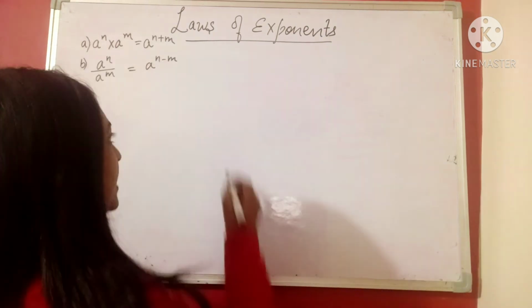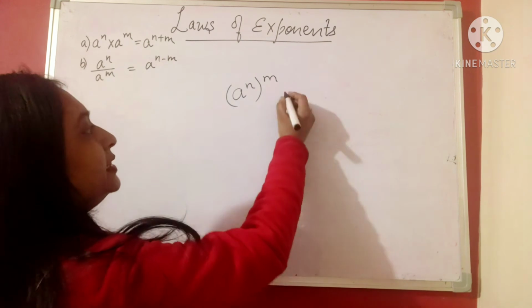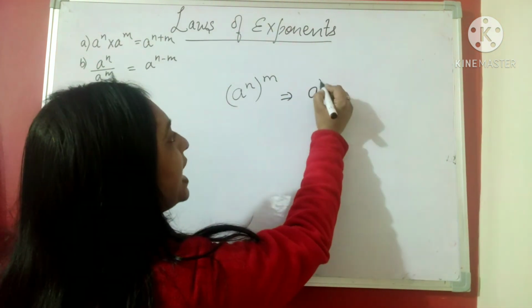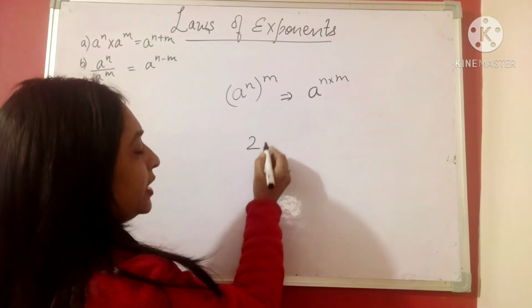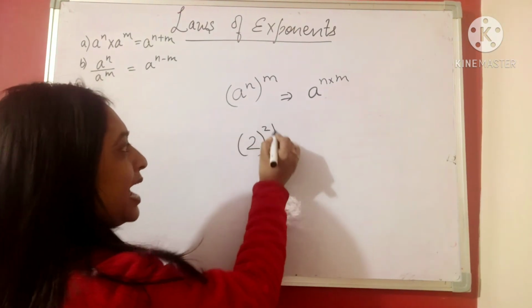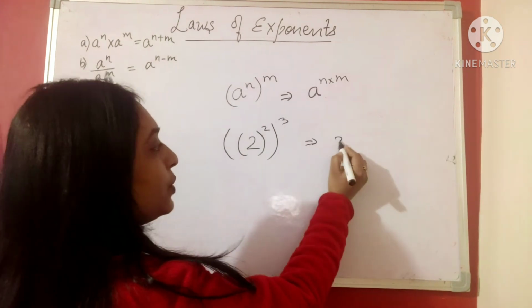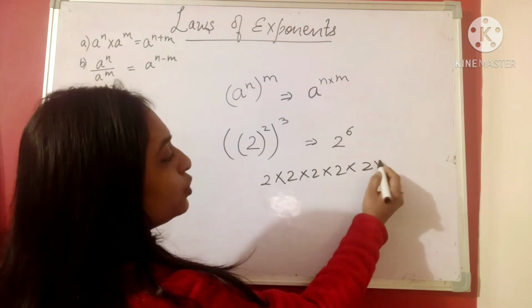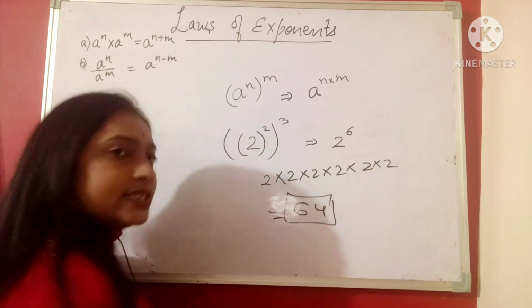The third law says if a raised to the power n and outside it is m, then what we have to do is write the base like this and multiply the powers, right? Suppose it is written 2 raised to the power 2 and whole power is 3, then our answer will be 2 raised to the power 6. Now we can multiply 2 six times and we will get the answer as 64.